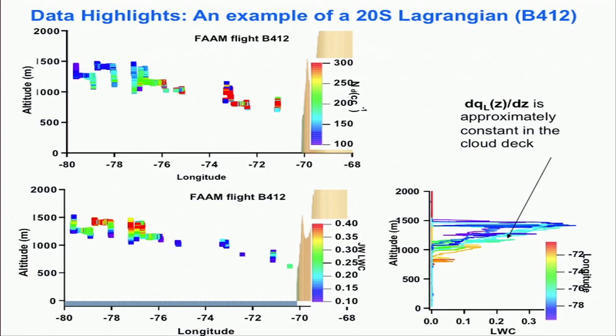And again, there's a lot of variation due to turbulence and mixing, but on average you can see that the change in liquid water content, which we're going to call QL, as a function of height, is approximately constant, so dQL/dZ is a constant. That's very important when we derive these equations.